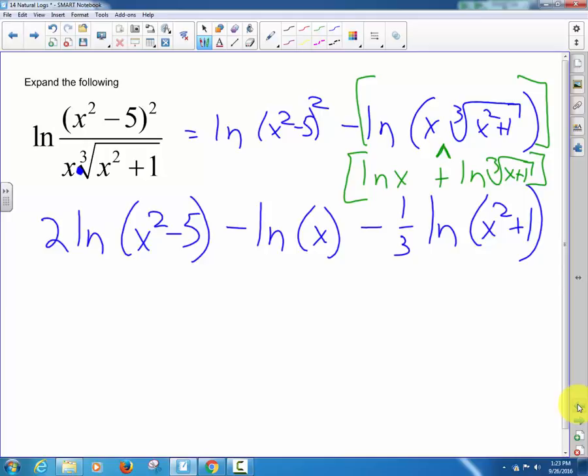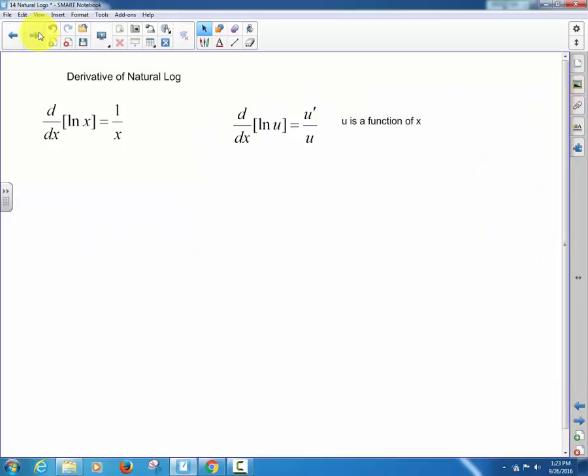Well, you're never going to be asked to do what we just did in this class, okay? I'm never going to give you a problem and say, here, expand that out. But all of these are strategies that you may need to use in order to find derivatives that we're about to get into. Well, what is the derivative of the natural log? Now we're starting calculus. The derivative of the natural log is 1 over the argument. So the derivative of ln of x is 1 over x.